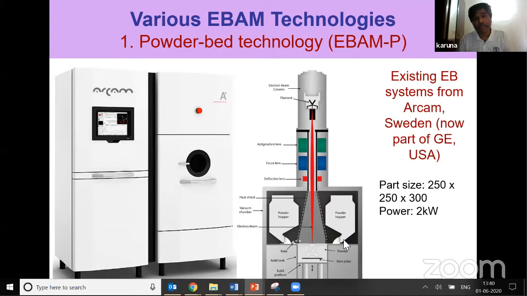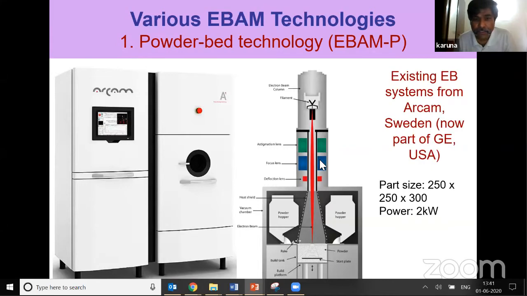From this container, you spread one layer of powder, and wherever you need the area to be solidified, the electron beam rides on that area. Now, how is this electron beam controlled? We talked about scanning speeds of something like 10,000 meters per second. How is it achieved? That is achieved with the help of deflection coils.